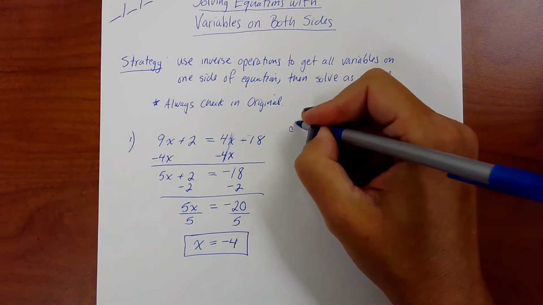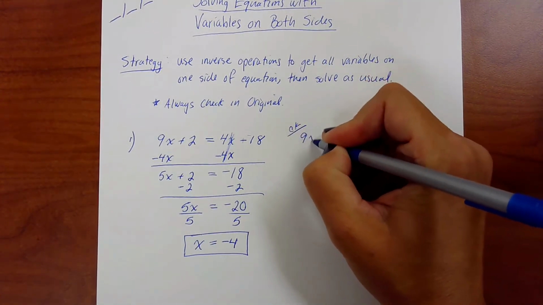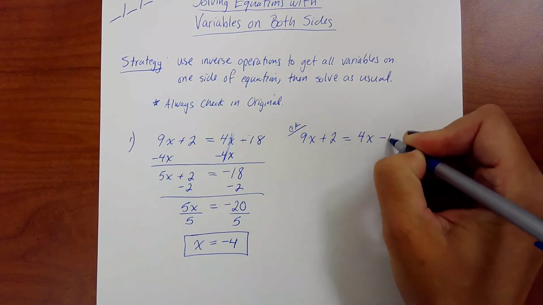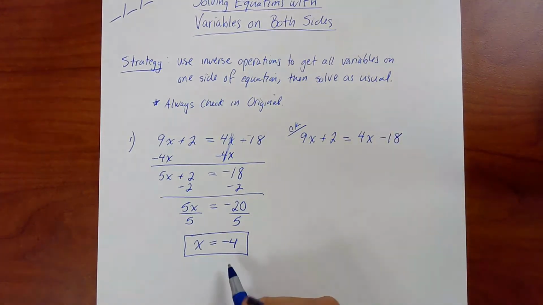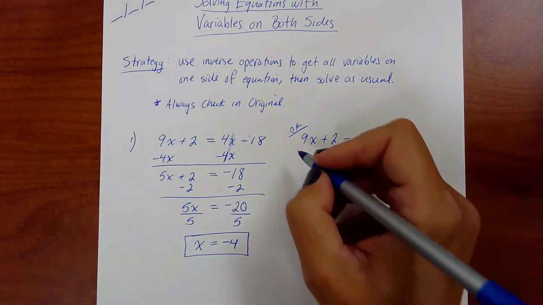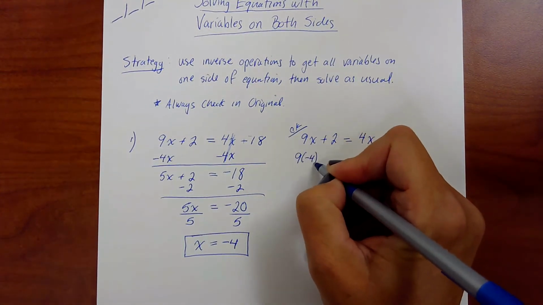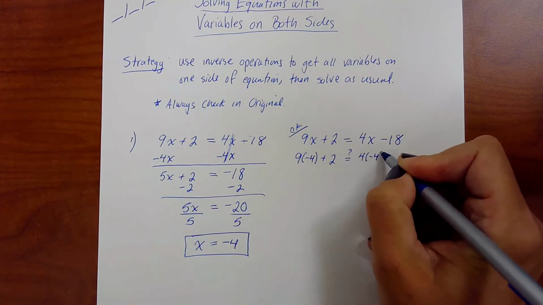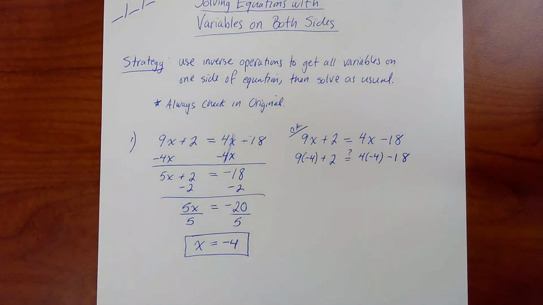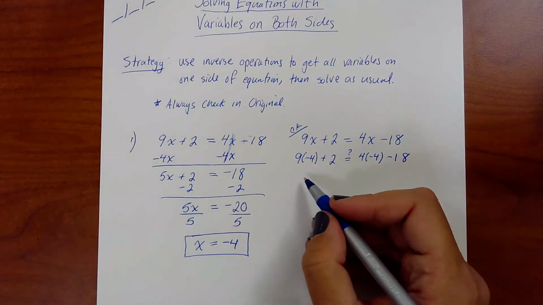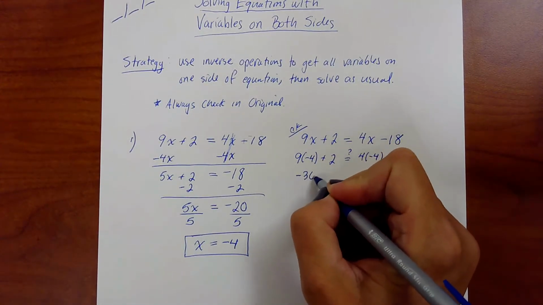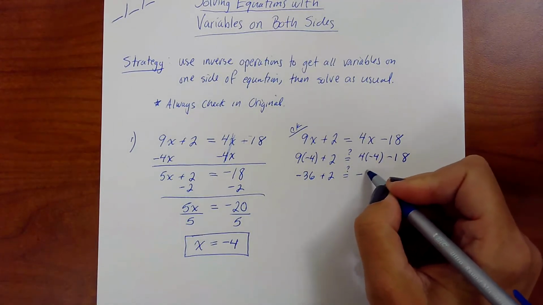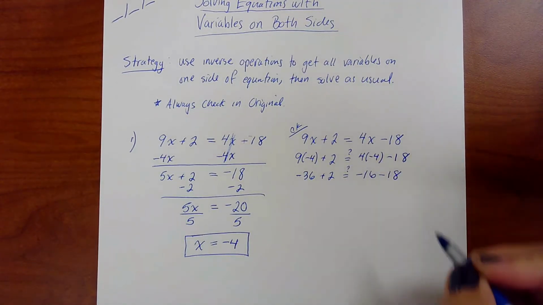Check, please. Copy the original problem. Now, we think x is negative 4. Everywhere you see an x, you're going to sub in, does this work, a negative 4, and see what happens. 9 times negative 4 is negative 36. 4 times negative 4 is negative 16.